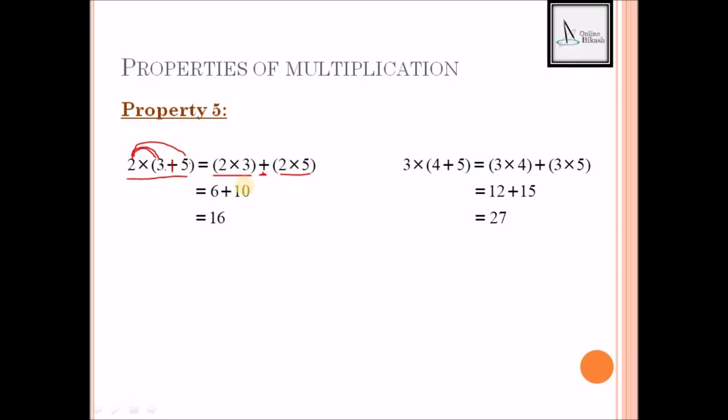So from 2 into 3, what can we write? 6, and this plus sign is that one, and 2 into 5 is 10. So 6 plus 10 is 16. So this is the answer.